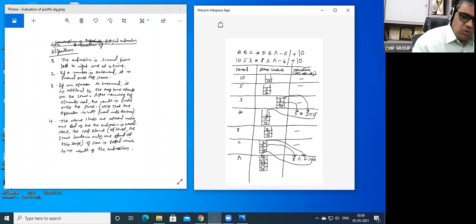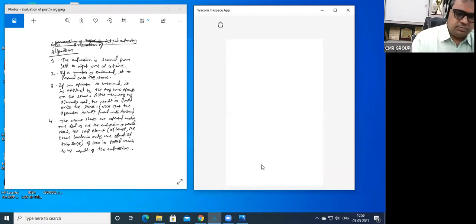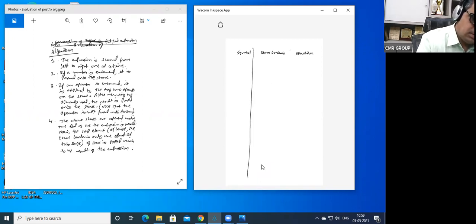Okay, so I'll go to the next page now, and I'll see what is coming up next. I'll write symbol, stack contents, operation. This is how you should take an example and prove it in the exam.